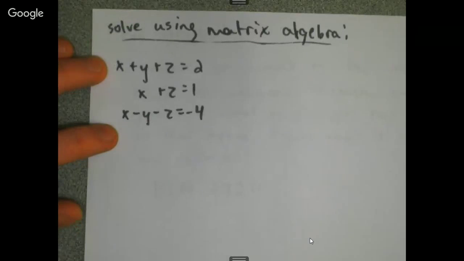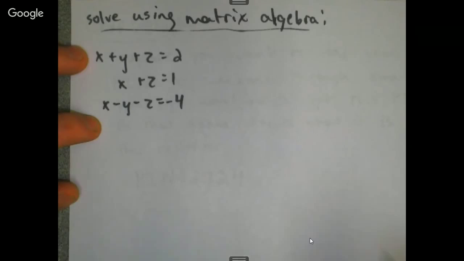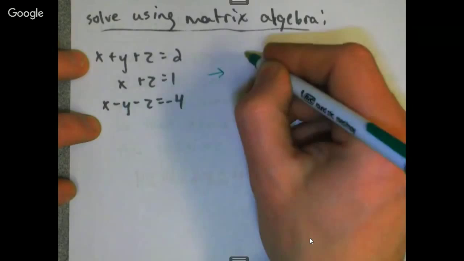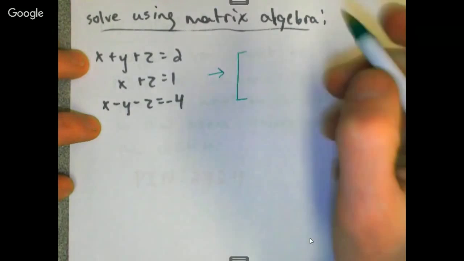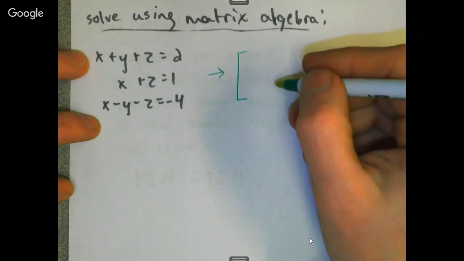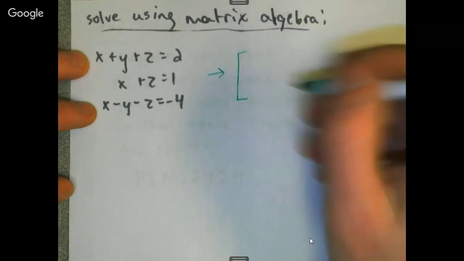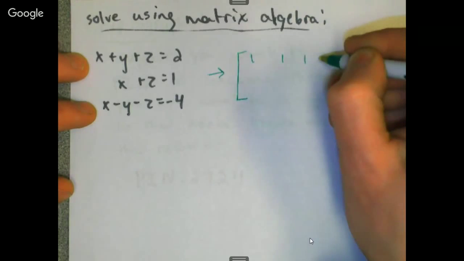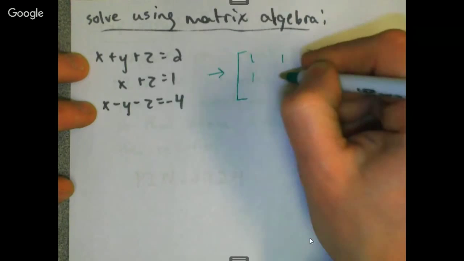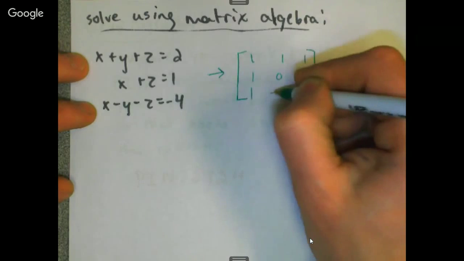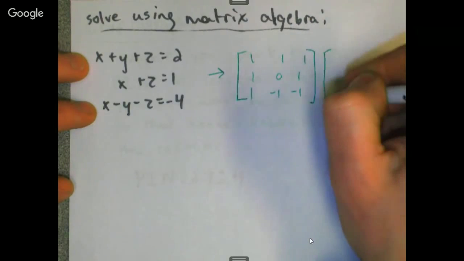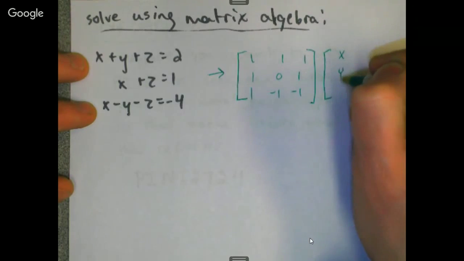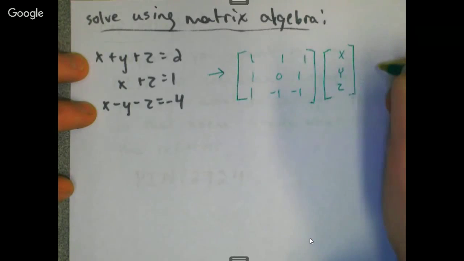So we first want to look at this system. So we'll take this and write it as a matrix algebra or matrix equation. So we have 1, 1, 1, 1, 0, 1, 1 minus 1 minus 1. My variables are x, y, and z. And my solutions are 2, 1, 4.